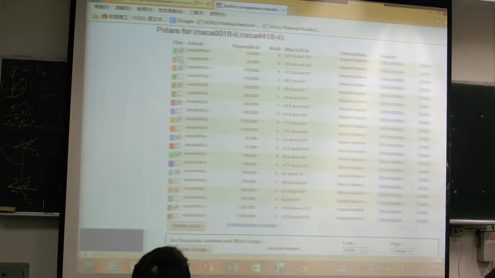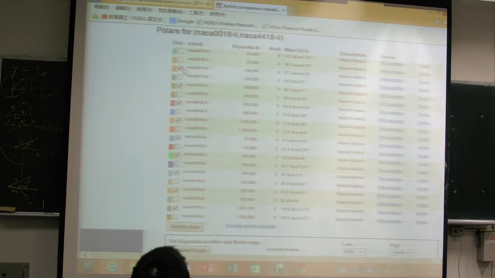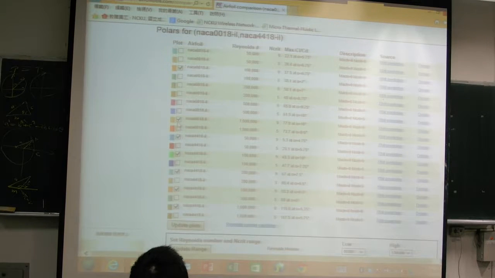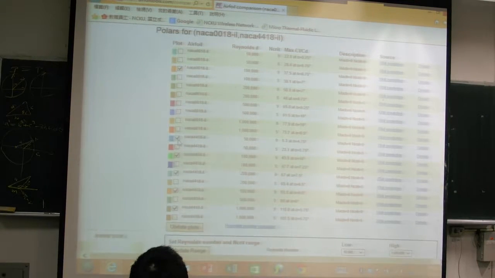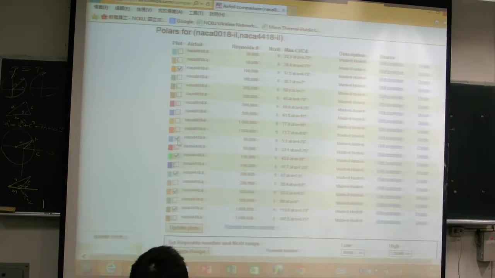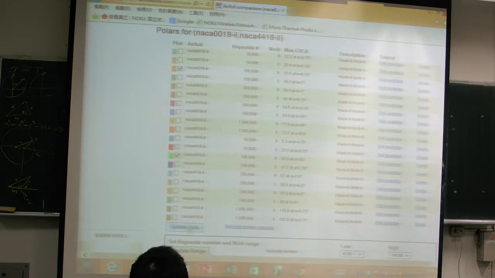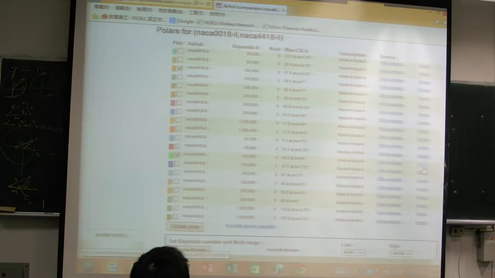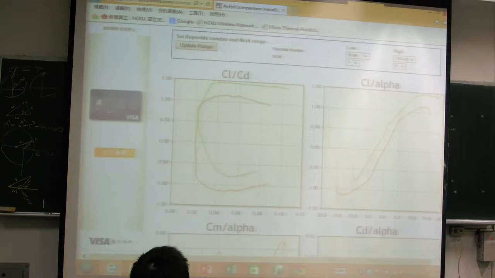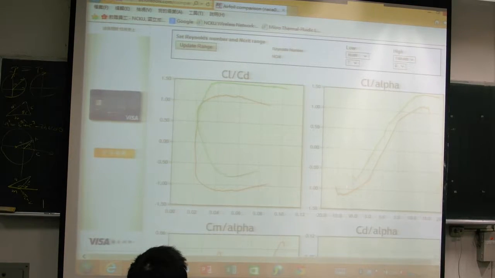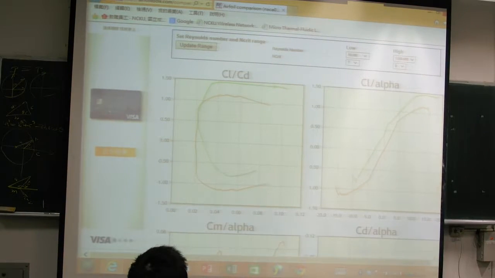I just compare at a Reynolds number of 100,000. I compare at the same Reynolds number so we don't need so many lines, so I compare just these two. You can see our lift coefficient becomes like here. This is without camber, and this is with camber.